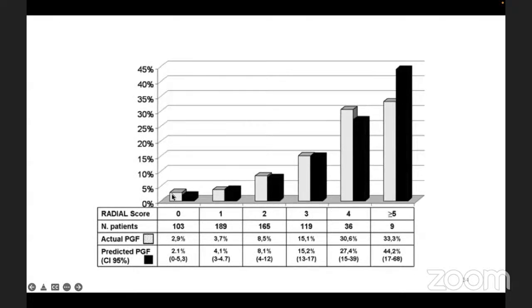So the grayish one represents the actual primary graft failure, while the black represents the predicted. And so you can see that with the RADIAL score, when you increase in the score, you'll obviously have an increase in the actual primary graft dysfunction. But beyond 5, the patients will be over-predicted, with 33% of actual primary graft dysfunction or failure compared to 44.